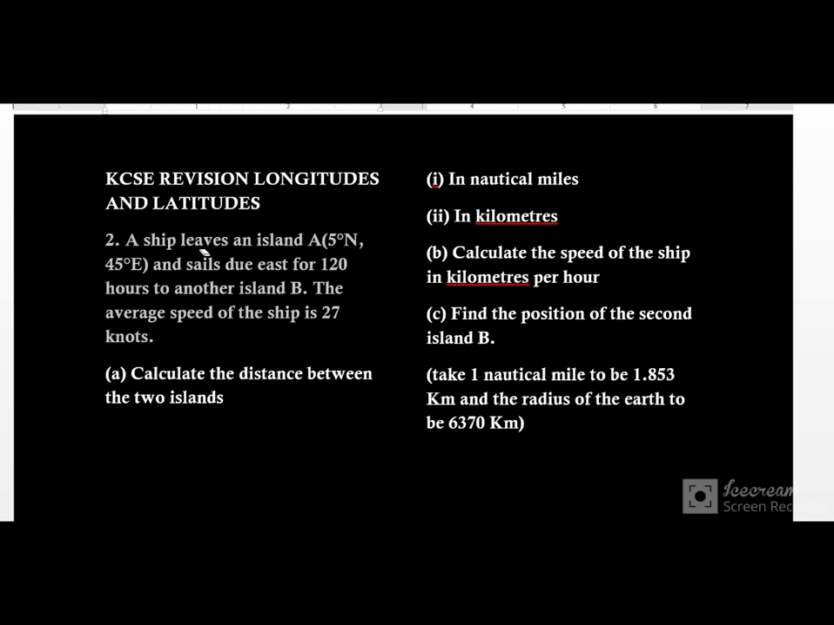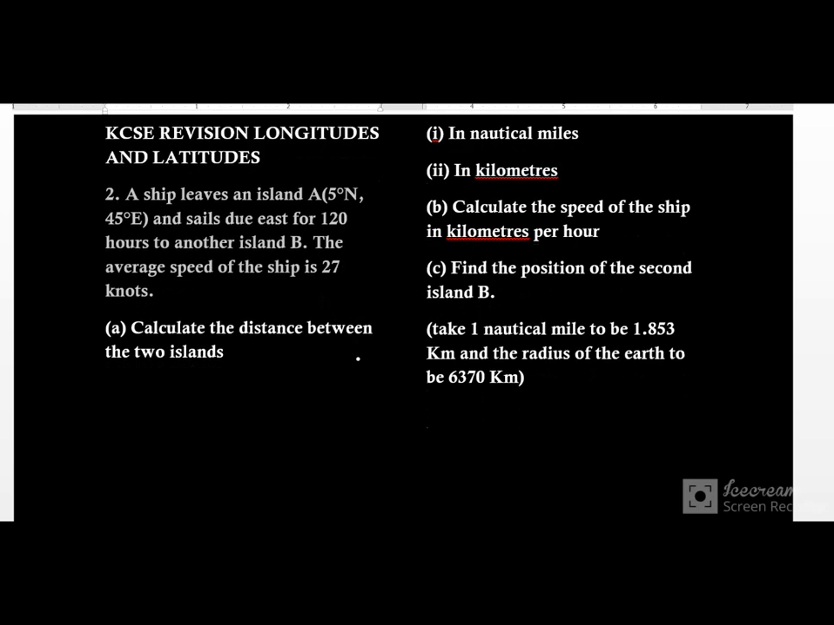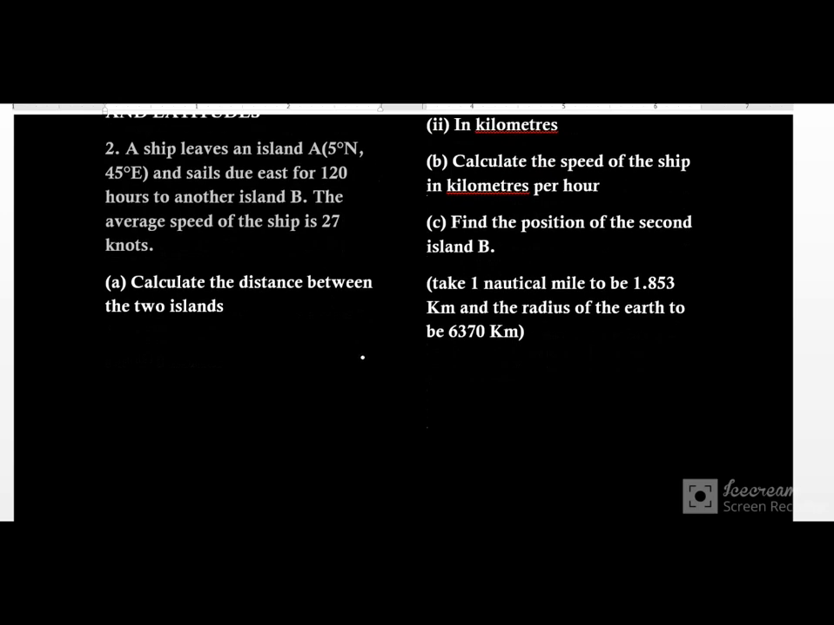A ship leaves an island A at 5 degrees north, 45 degrees east, and sails due east for 120 hours to another island B. The average speed for the ship is 27 knots. Calculate the distance between the two islands.